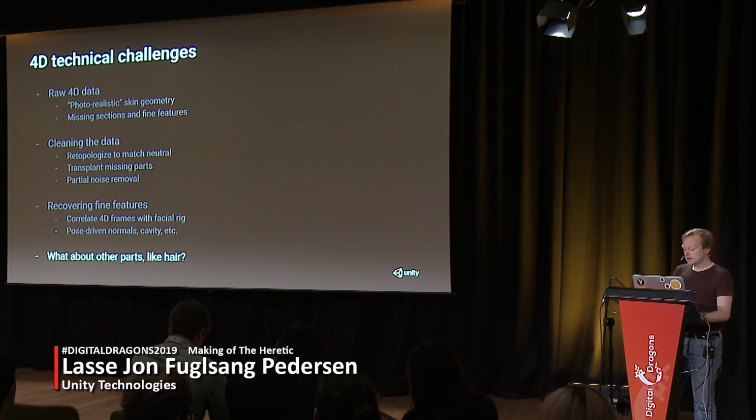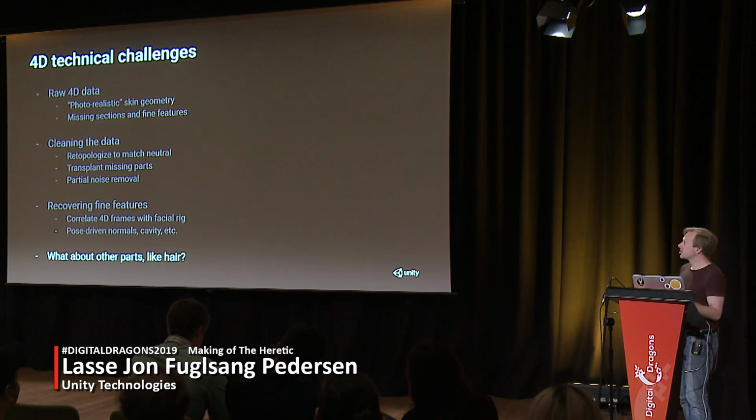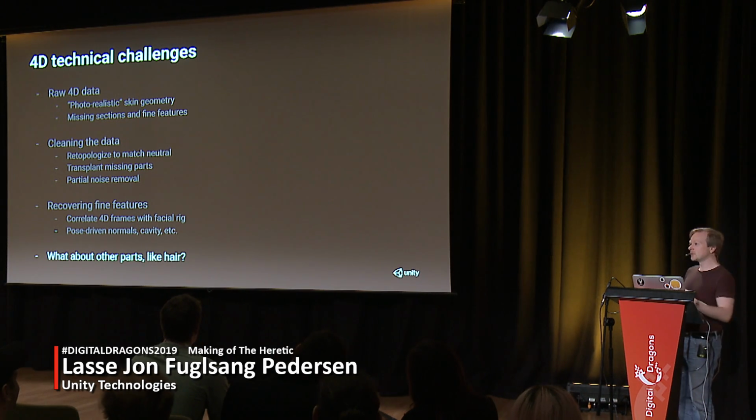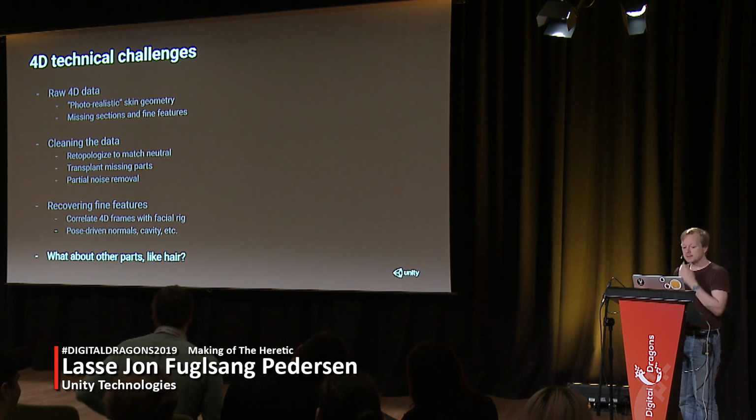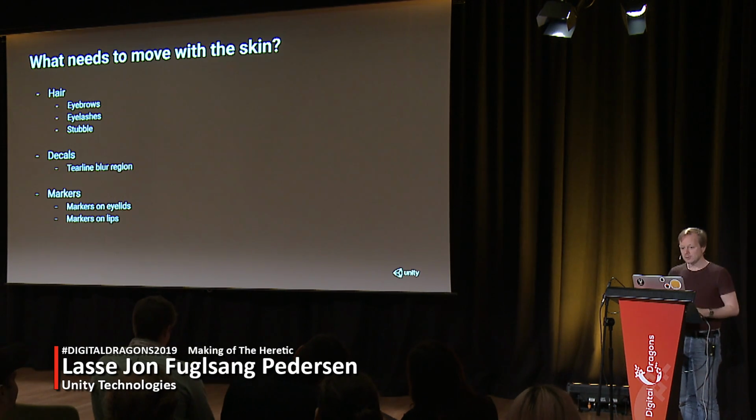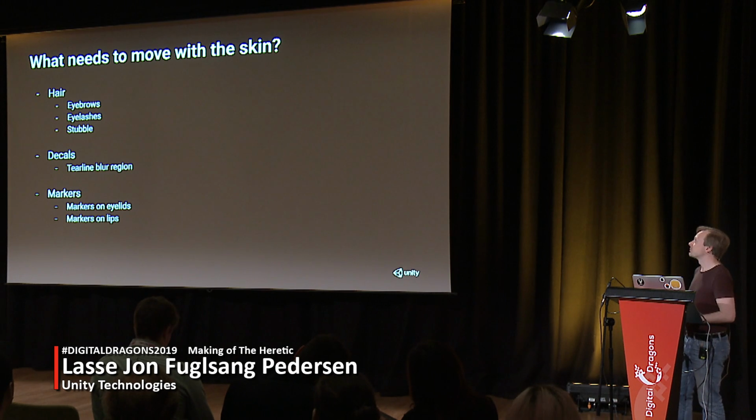So that's all fine. So we are done. No, we are not done, because now we have the clean 4D with the post-derivative features, but that's just the skin. What about the other parts, like hair? What actually needs to move with the skin?